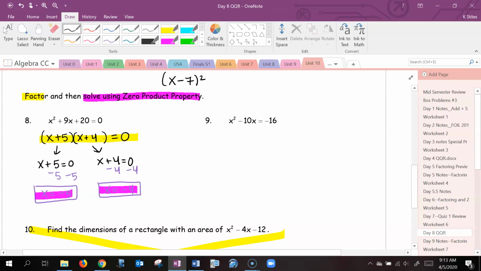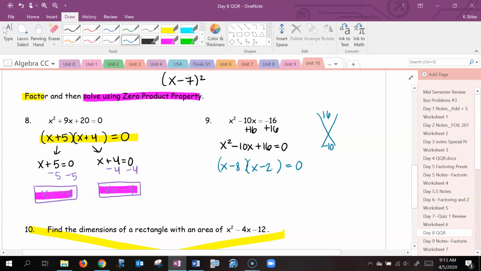Okay, now the special case situation here is when you have a number that is on the other side and you don't have an equal 0. So we will have to add the 16 over first. And now we're multiplying to 16 and we're adding to negative 10. Okay, so this is now the factoring step. Multiplies to 16, adds to negative 10, and that's going to be a negative 8 and a negative 2.